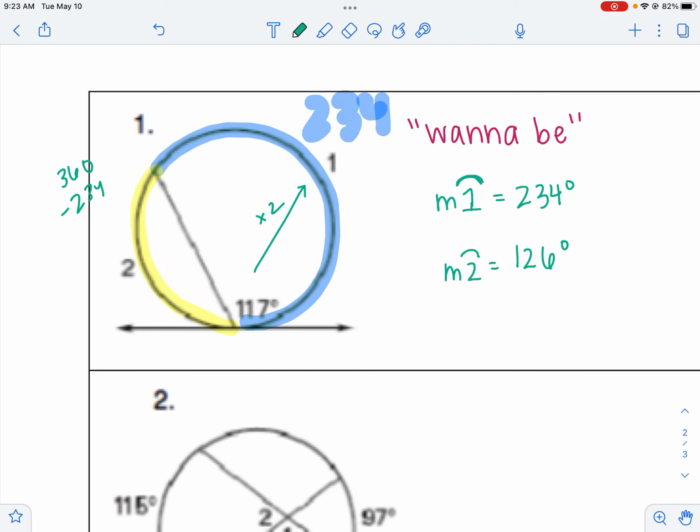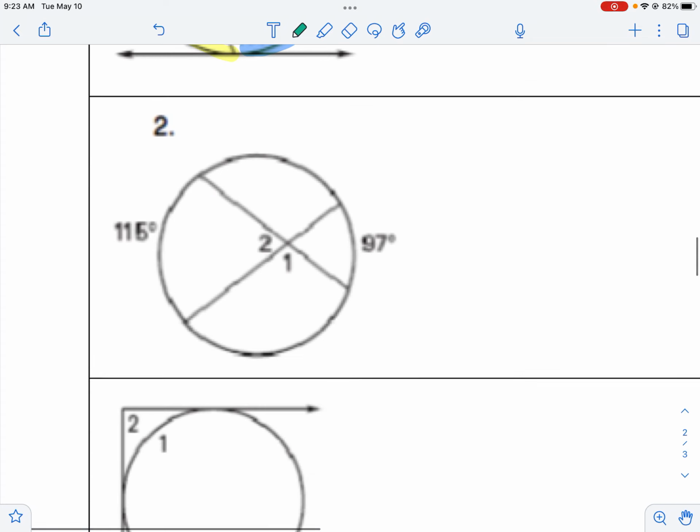So sometimes these problems look a little bit more complicated. I might have to use other things that I know, but it definitely does help to figure out, what do I have? Do I have a wannabe? Do I have a crisscross? Do I have an outsider? Do I have an inscribed angle? And then kind of go from there. So taking a look at this next one, I see the crisscross. So this is a crisscross.